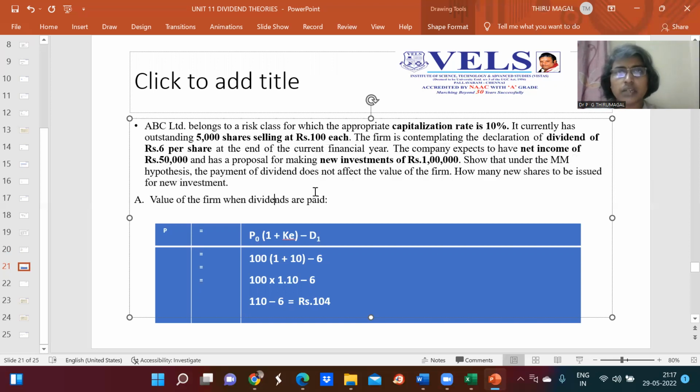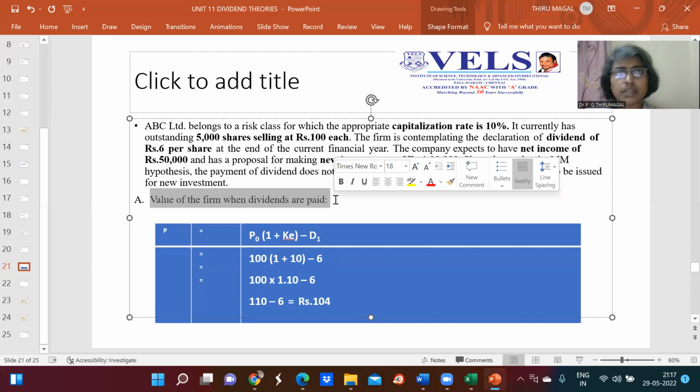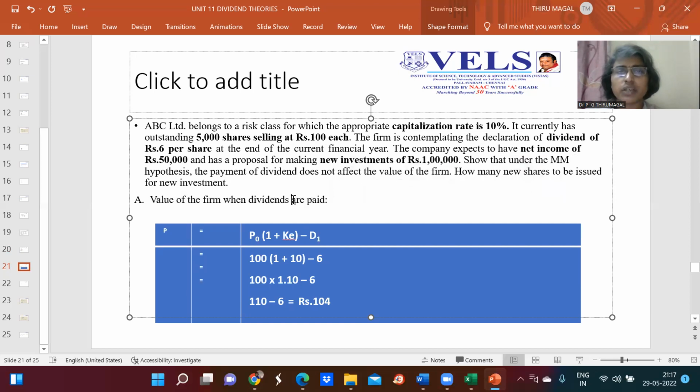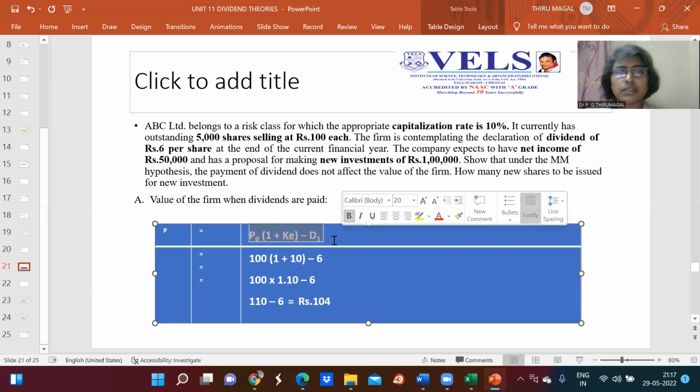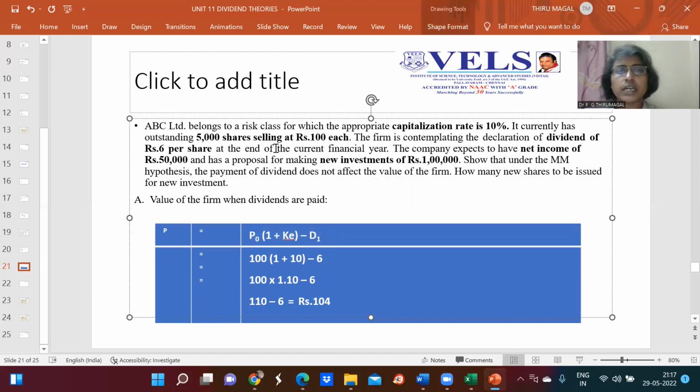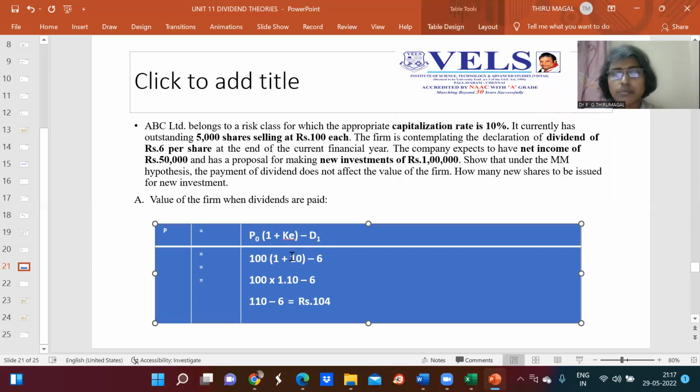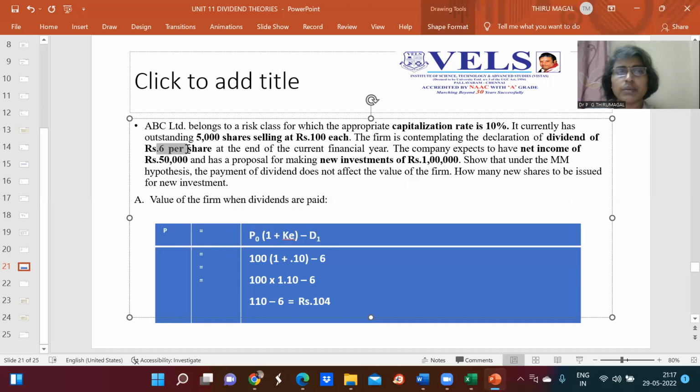First, we have to find the share price when the dividend is paid. The formula is P0 into (1 plus KE) minus D1. P0 is the current share price, given as 100, into 1 plus KE. KE is the capitalization rate or cost of capital, 10%, which means 0.10, minus D1. D1 is the dividend per share, given in the problem as 6.